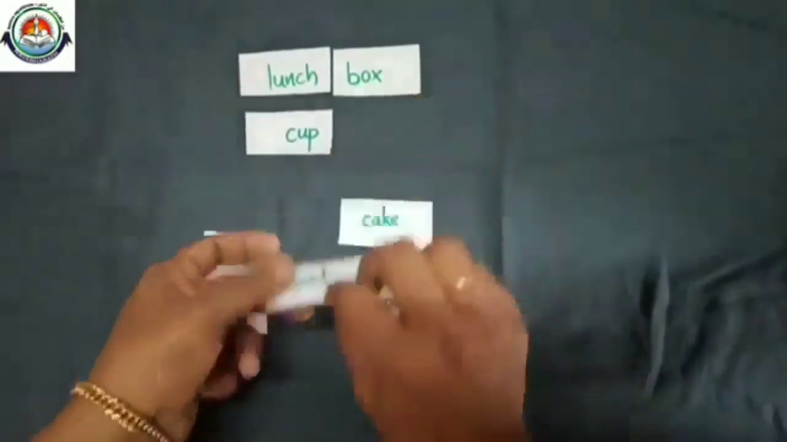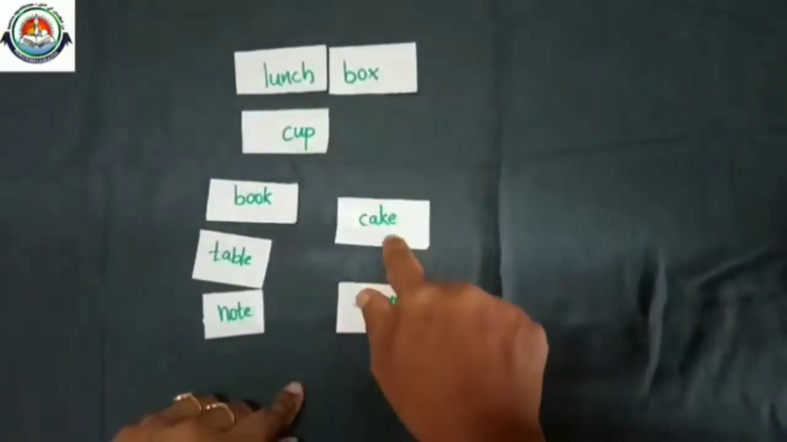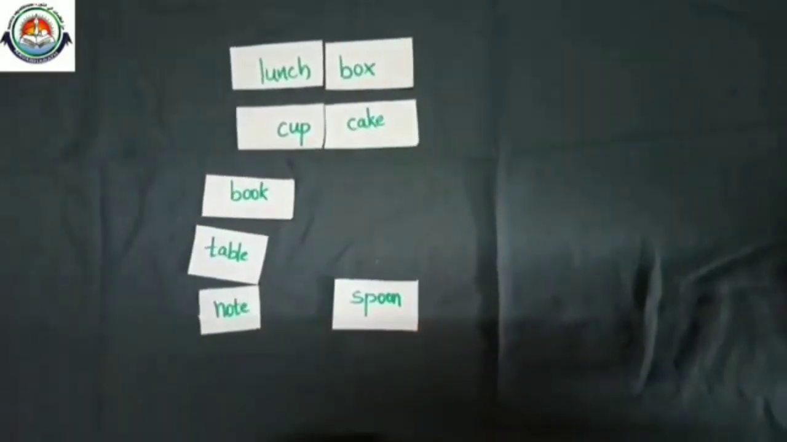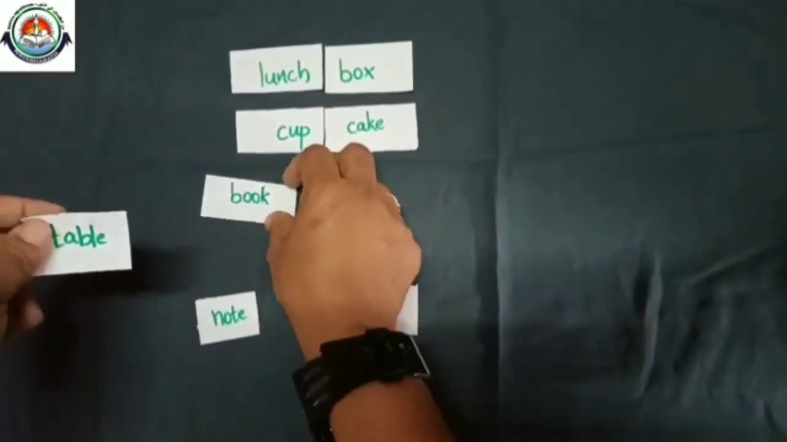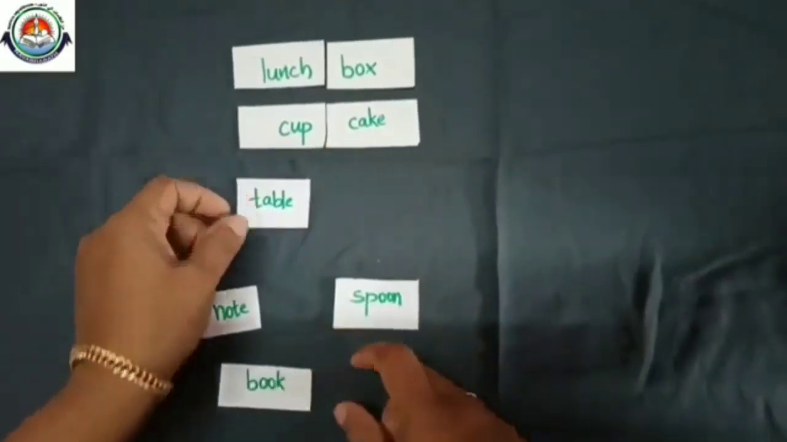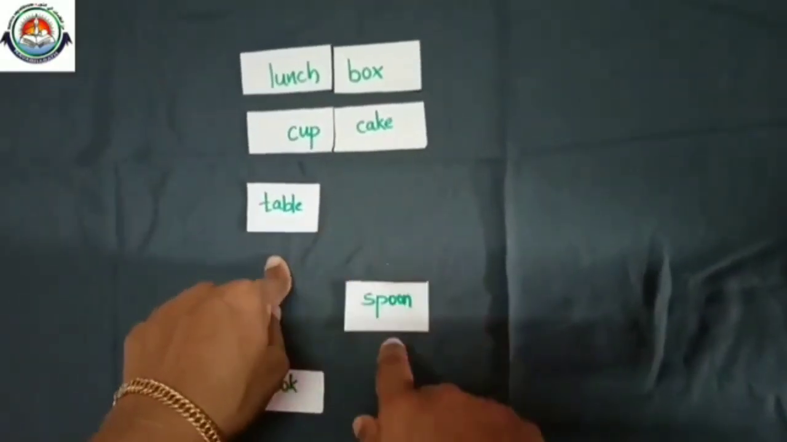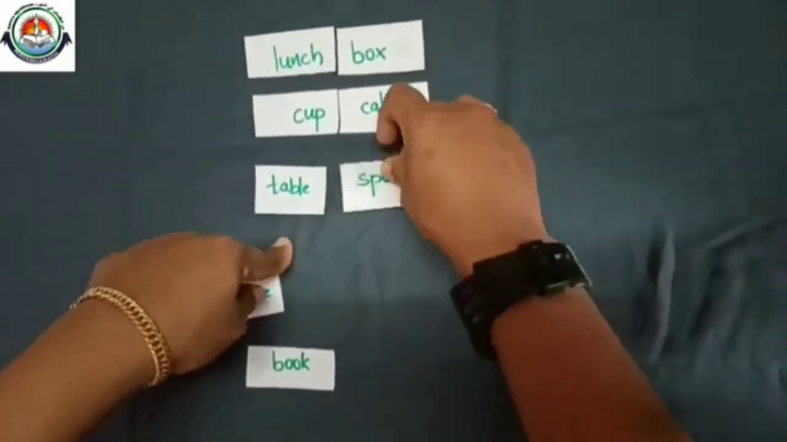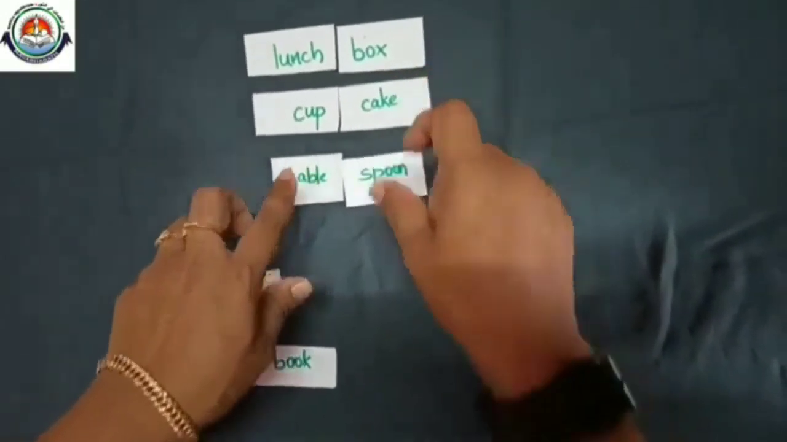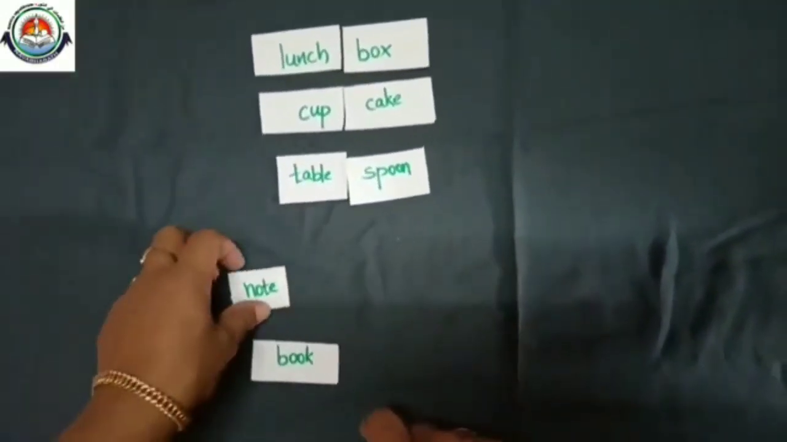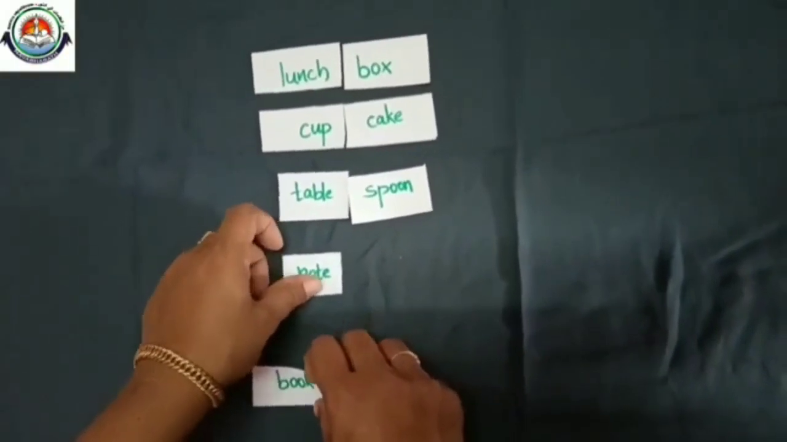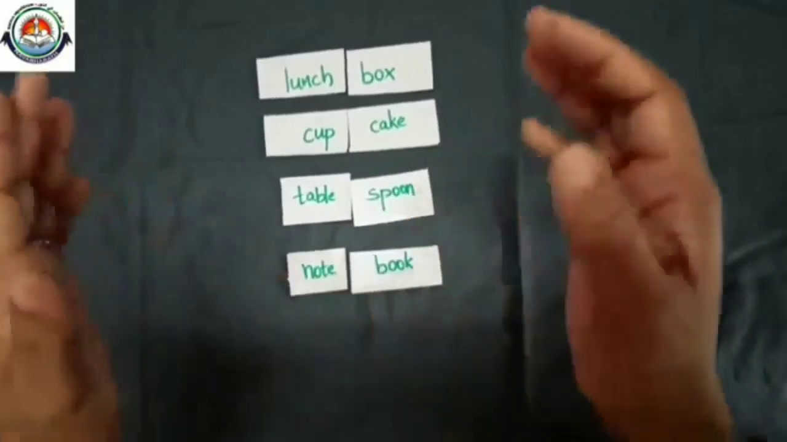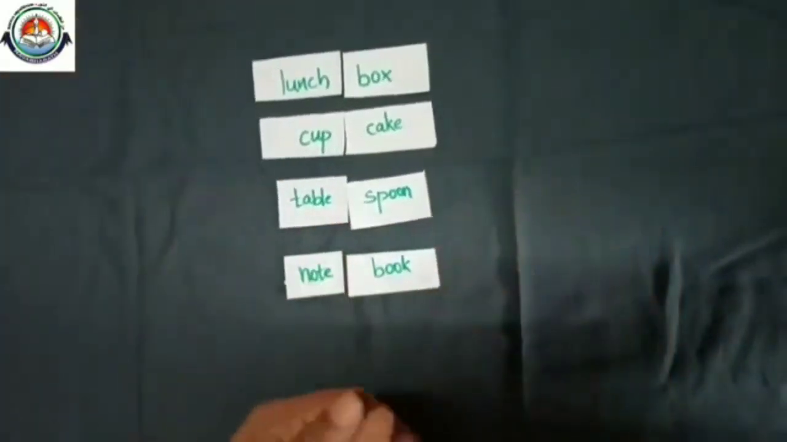Then what is the combination of this word? It is cup plus cake. Cupcake. Next take another word. It is table. Table. Then what will be the combination of this word? Yes, it is table plus spoon. Table spoon. Then next is note plus book. Notebook. So dears, these are the compound words.